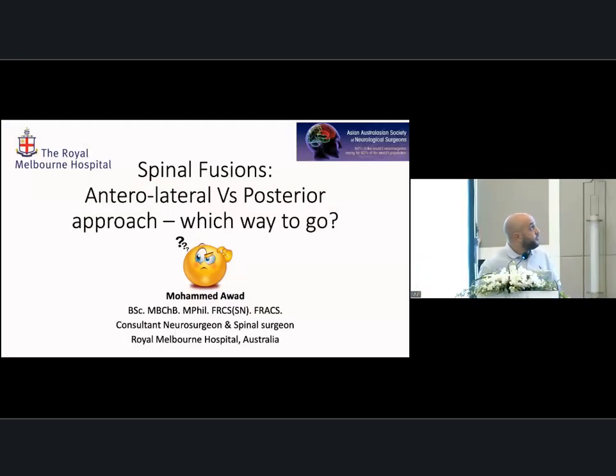Okay. So what I'm going to talk about for the next 20 minutes is spinal fusion surgery and which is the best way to go. So there are different ways to approach spinal fusions. I should have apologized. I'm talking about lumbar fusions here, so lower back, and the different options you have and which option you should choose for which cases as best as we can.